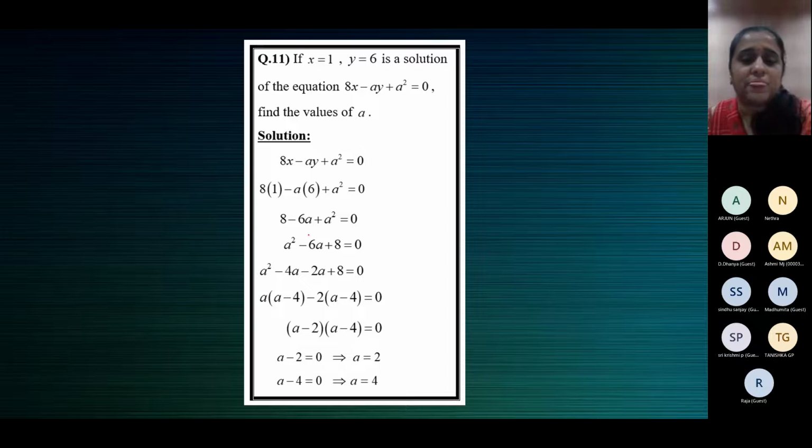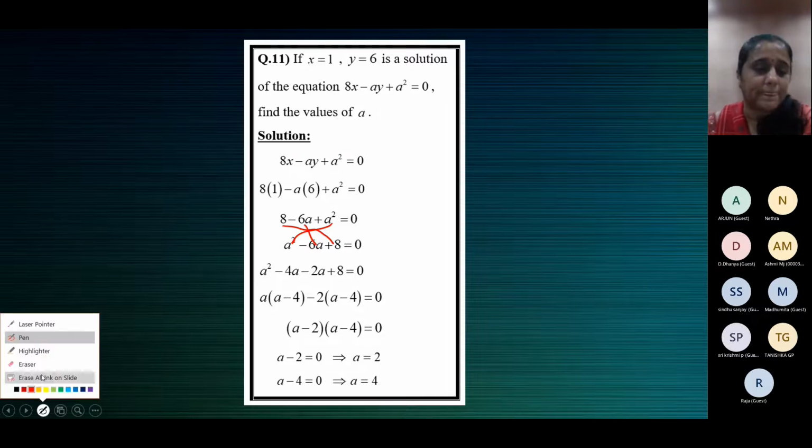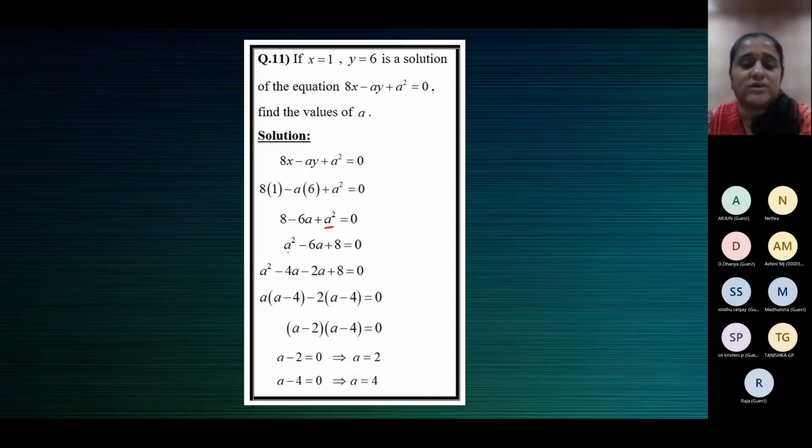First write the a square term, then write the a term and then the constant. So a square minus 6a plus 8. Signs will not change. You're just rearranging, meaning the terms are on the same side. You're not transposing. You're just rearranging their positions. So a square is a square only, minus 6a is minus 6a, plus 8 is plus 8, on the same side, LHS.